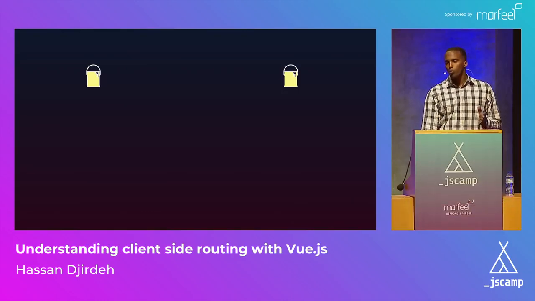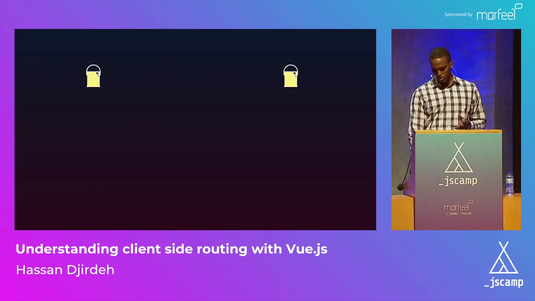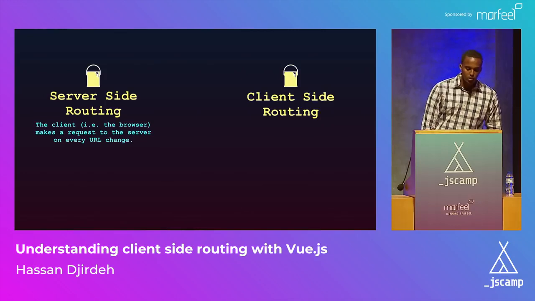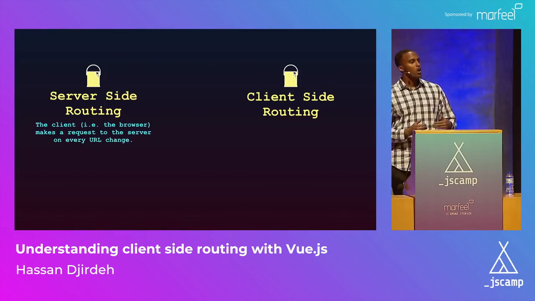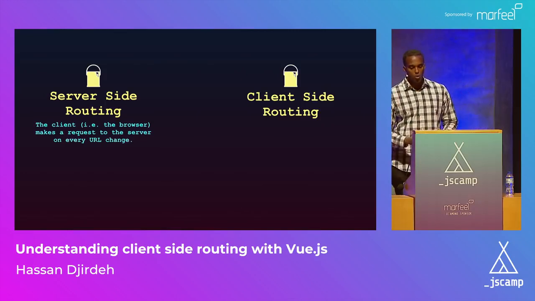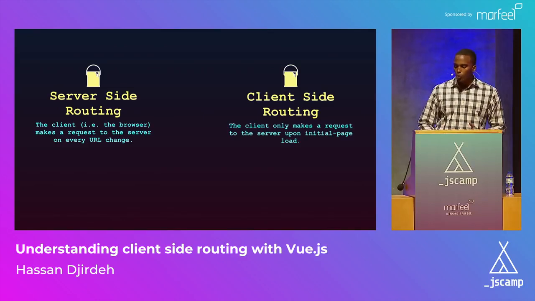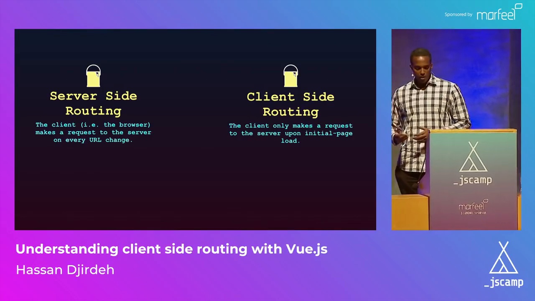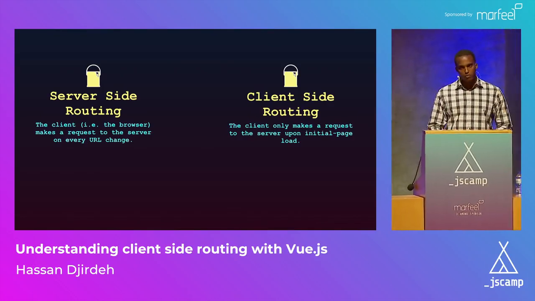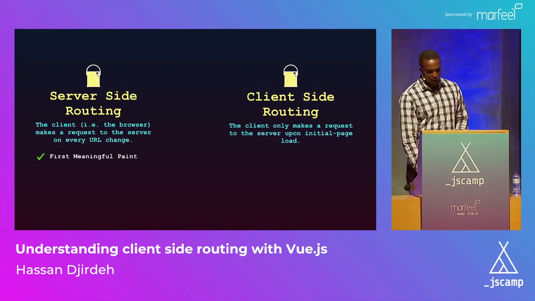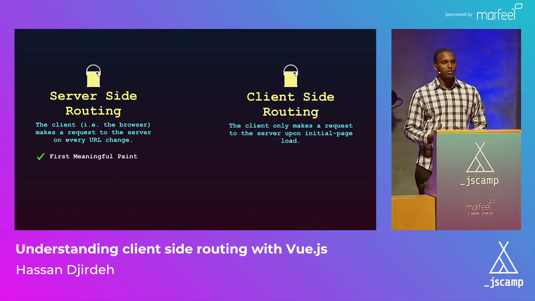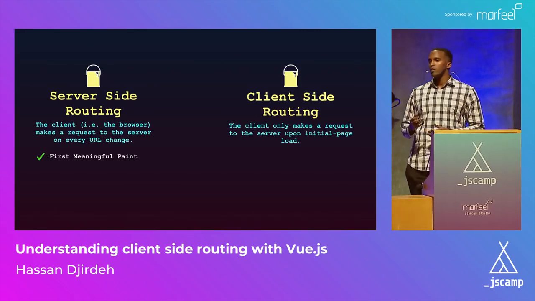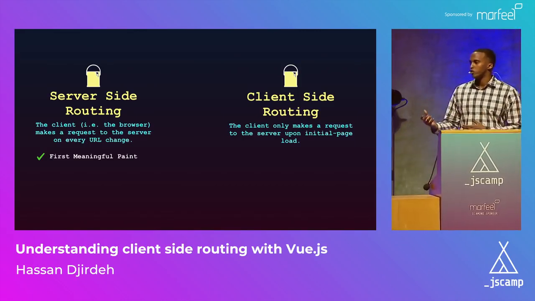There are two big ways, and I consider them as two big buckets: server-side routing and client-side routing. Server-side routing is when the client makes a request to the server on every single URL change. While in client-side routing, the client only makes a request to the server upon the very first initial page load. Each of these methods has its advantages and disadvantages. In server-side routing, apps usually have a better first paint or first meaningful paint time. First meaningful paint is the amount of time needed for the first meaningful content to be displayed to the user.